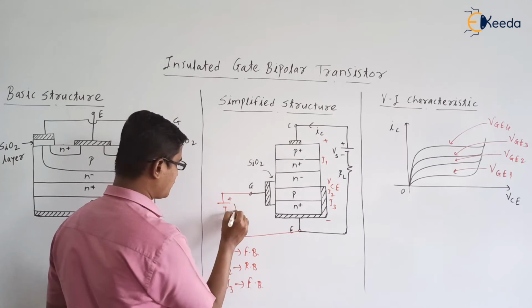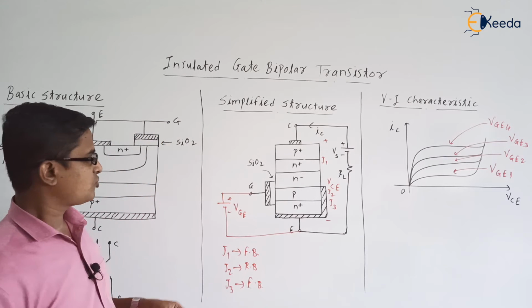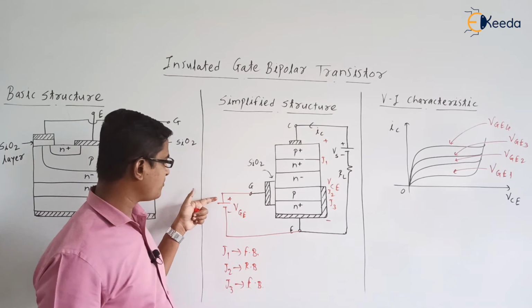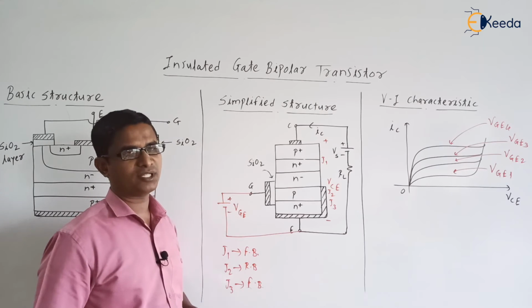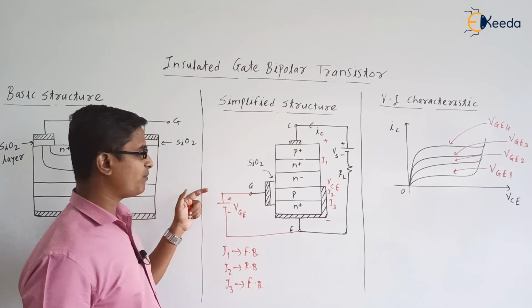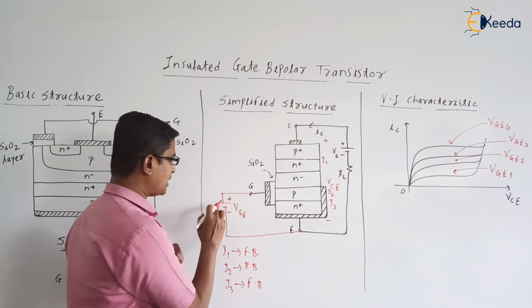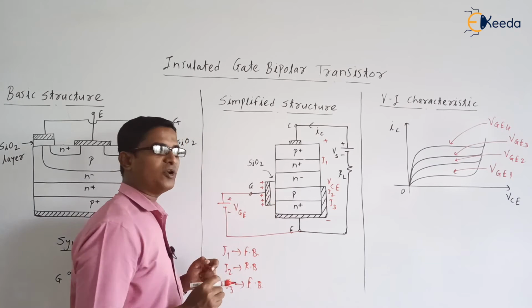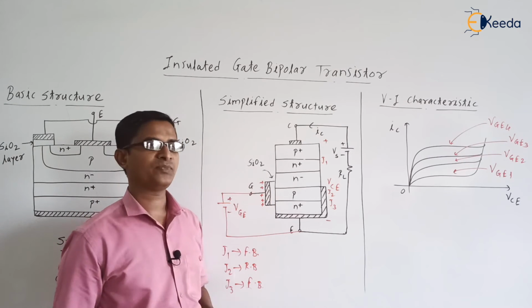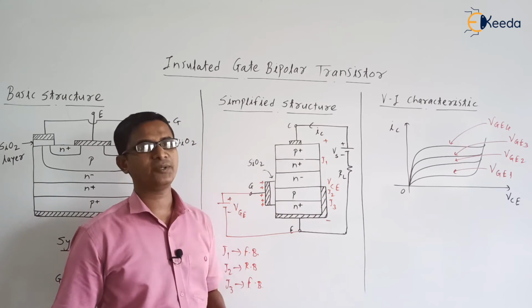Suppose this voltage is VGE. The positive plate of the VGE is connected to the gate terminal, and the negative plate is connected to the emitter terminal. As we know, the positive plate of the EMF consists of a large number of positive charges, so due to that, the positive charges will come to this side. Are you getting the point? But here we have the SiO2 layer, so these positive charges will not enter the structure of the IGBT.